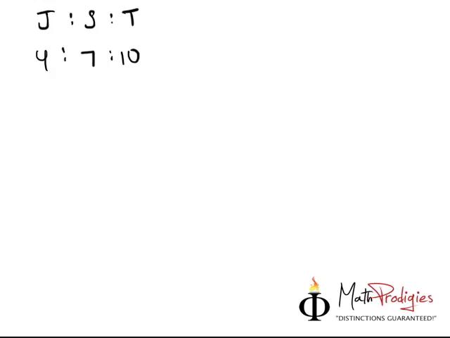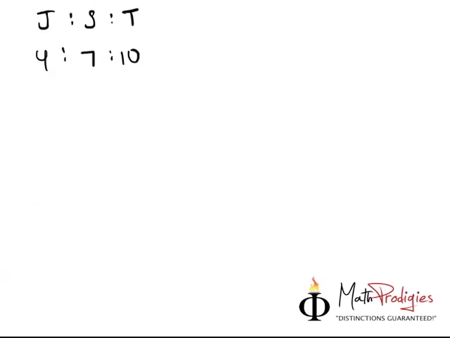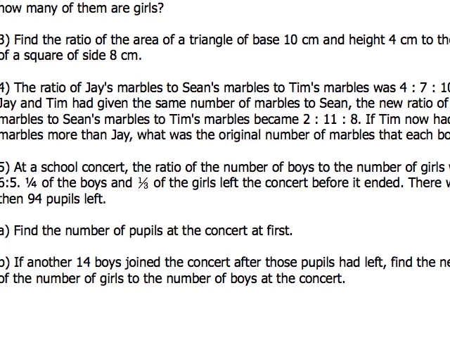Now, let's move on to the next one. It says, when Jay and Tim had given the same number of marbles to Sean, the new ratio of Jay's marbles to Sean's marbles to Tim's marbles becomes 2:11:8. So let's write down what happened after: 2:11:8. Am I right? Yes.